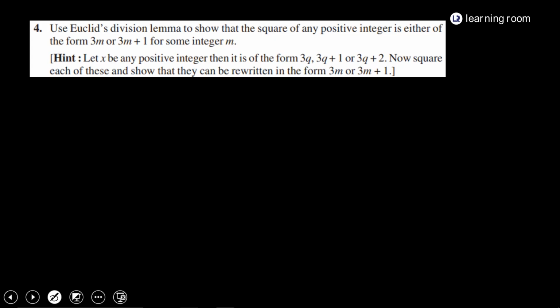Did you understand what you need to do? Didn't understand? So express, using Euclid's lemma, x equal to 3q plus r. It's maybe some 5 minutes. Okay. So here express x is equal to 3q plus r.